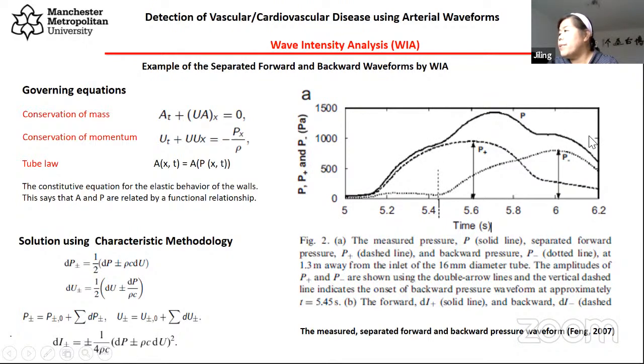So this is measured pressure. You can see this is forward pressure, and this one is the backward pressure. And the measured value actually is a superimposition of these forward components and backward components. This vertical line represents the arrival of this backward wave. So this figure was published in 2007. That is actually from my PhD thesis.